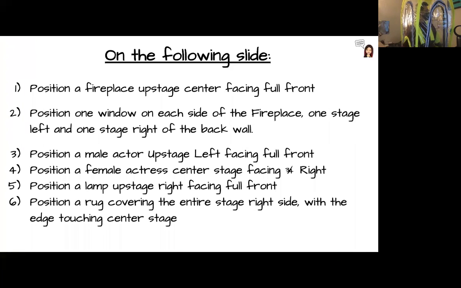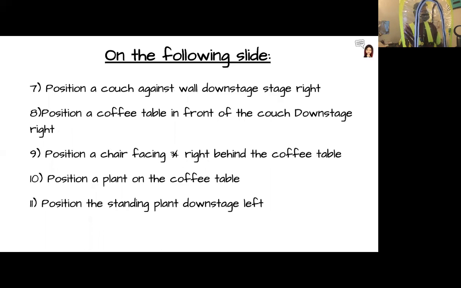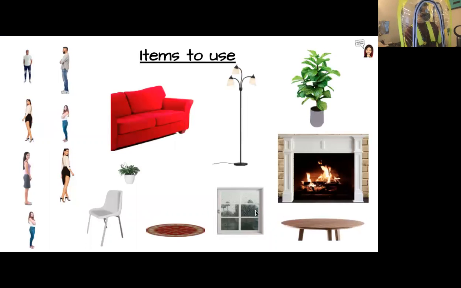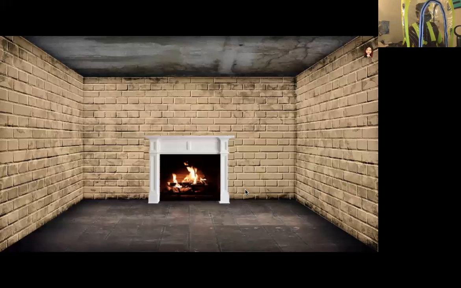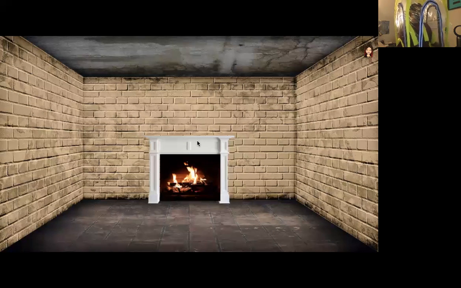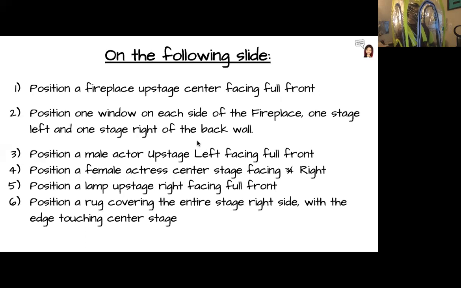Number 2, I would like you to position one window on each side of the fireplace, one stage left and one stage right on the back wall. So you would go to your catalog, make a copy of this window, paste one here on the right side and one here on the left side on the back wall. Go ahead and continue with the following steps.